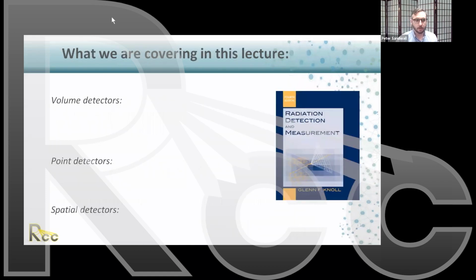So let's get into what we are covering in this lecture. We're going to cover volume detectors, point detectors, and spatial detectors. And I'm sharing this book. This is the book that I studied in graduate school. It's not medical physics focused. It's actually more broadly radiation focused. People use it in all areas of radiation science, from nuclear engineering to space physics. And I think this is a great book. If you can find a PDF copy, it's a great reference.